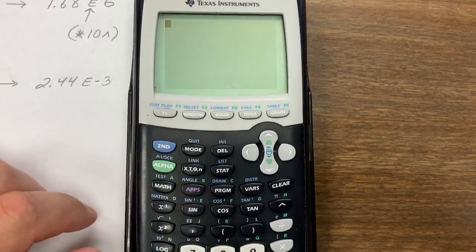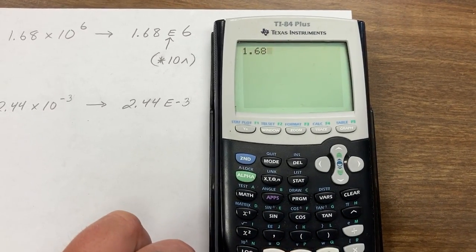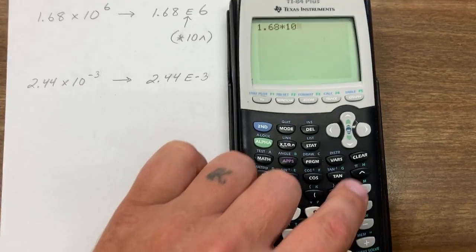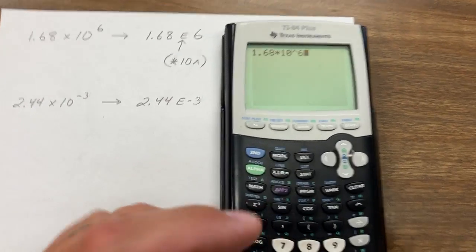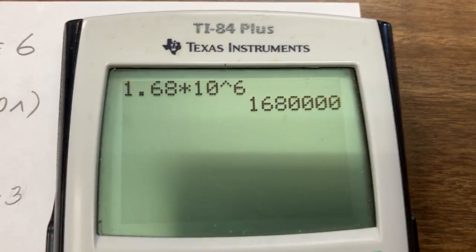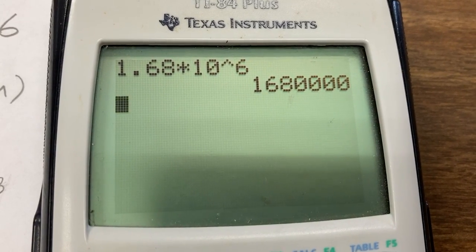What many people would do is they would type 1.68, and then they might go times 10, and they hit the caret button, which means power, and then they might type in the 6, and they might go for something like that. And if I hit enter, it's going to give me the actual number, okay?